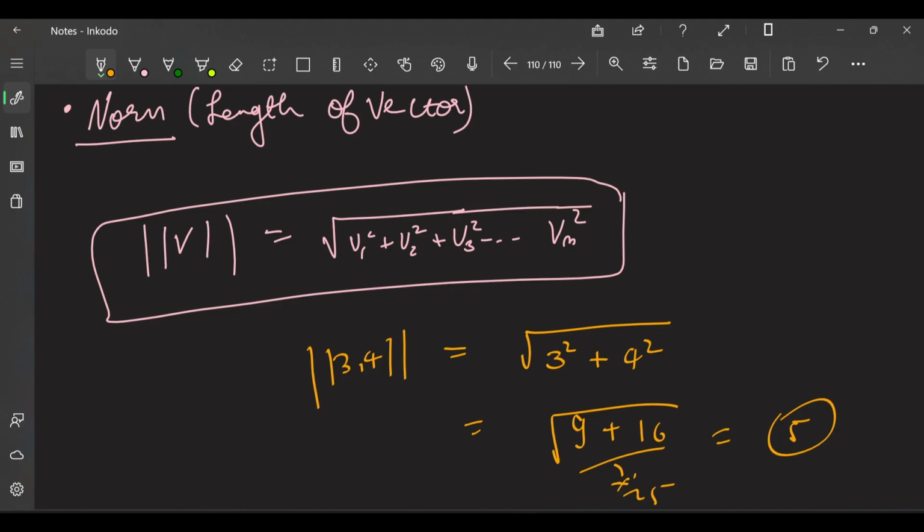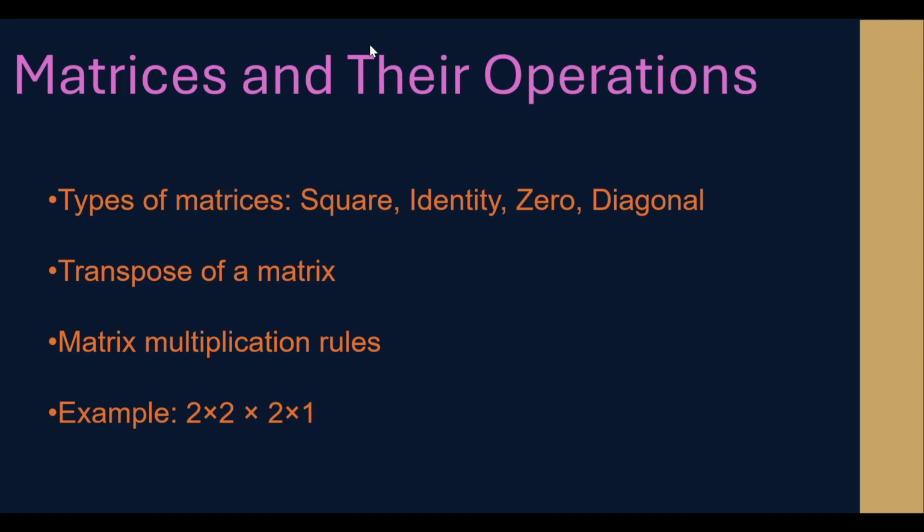So the next topic is your matrix. We'll now discuss what a matrix is and its operations. A matrix is a rectangular arrangement of numbers in rows and columns. Whenever you have seen a matrix, it looks something like this. So this is a rectangular representation, and in this we are arranging some numbers in rows and columns. So this is your row and this is your column.